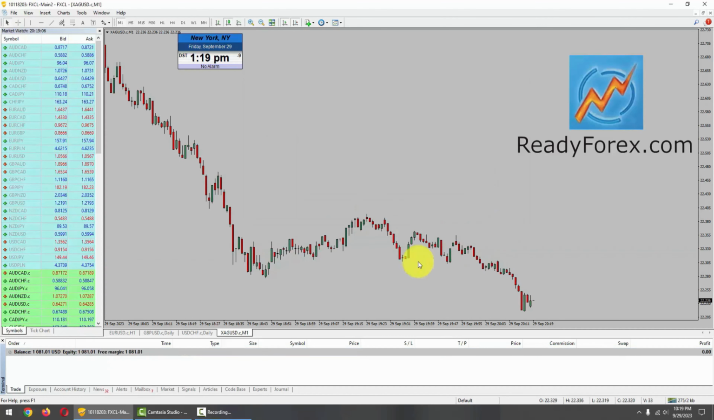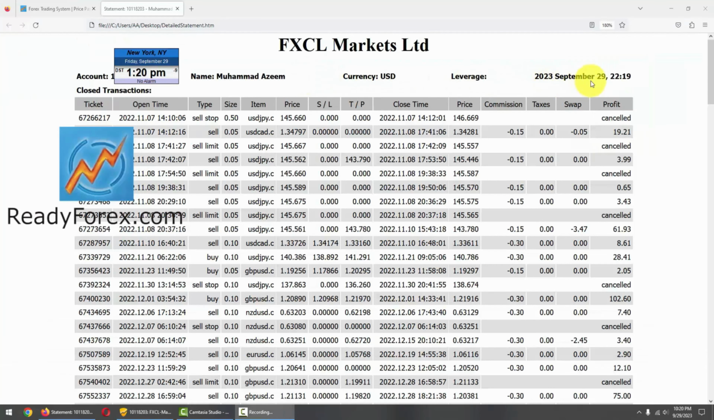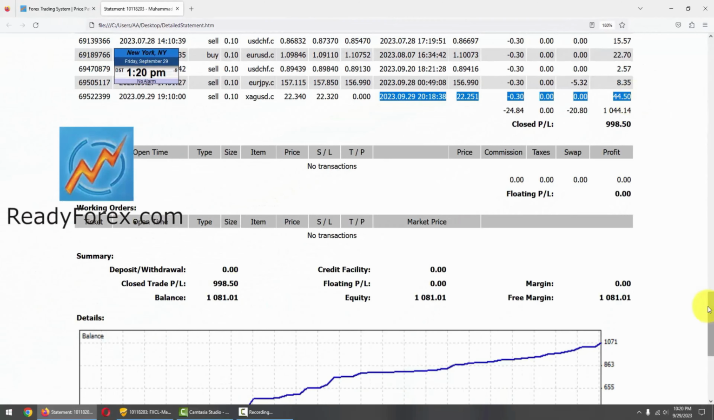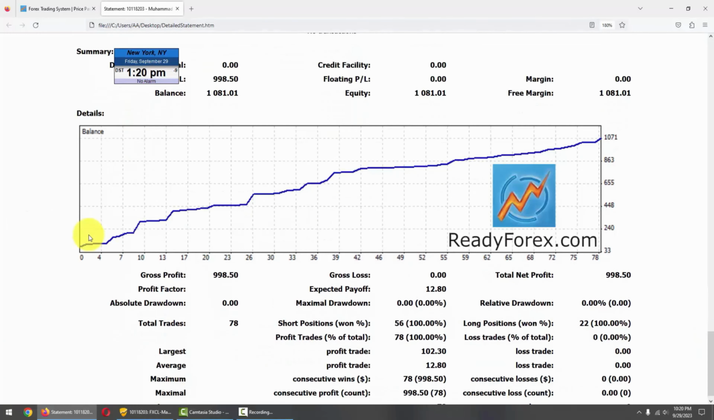Let me show you my trading account statement. Let me save this as detailed report. This is my Forex trading account statement and today is September 29th. Let me scroll it down. You can see all the past closed trades over here. And here is the last trade which I just closed in spot silver with a profit. Let me scroll it down further. Here is my equity curve and it is moving up.